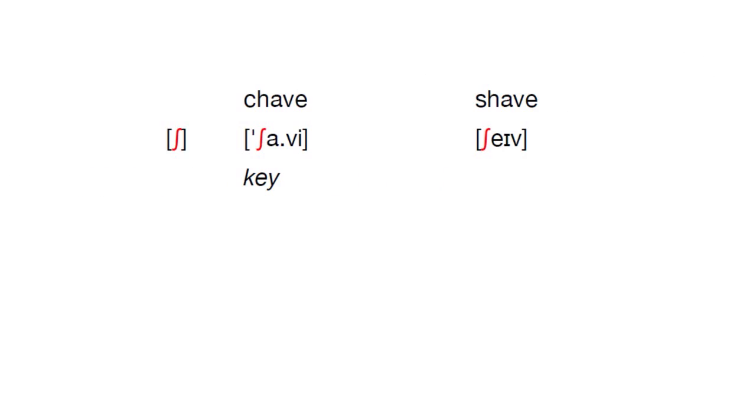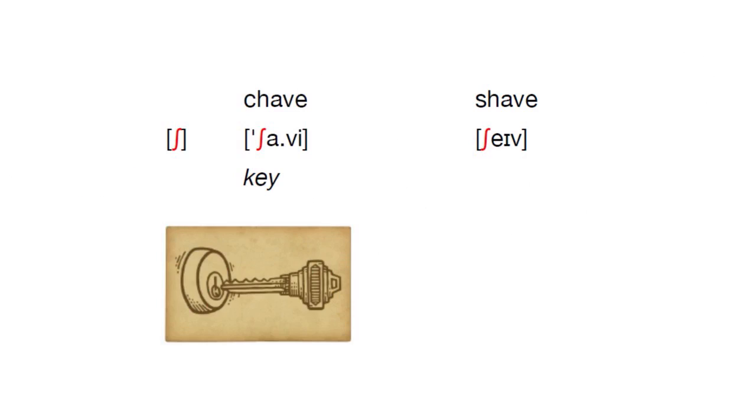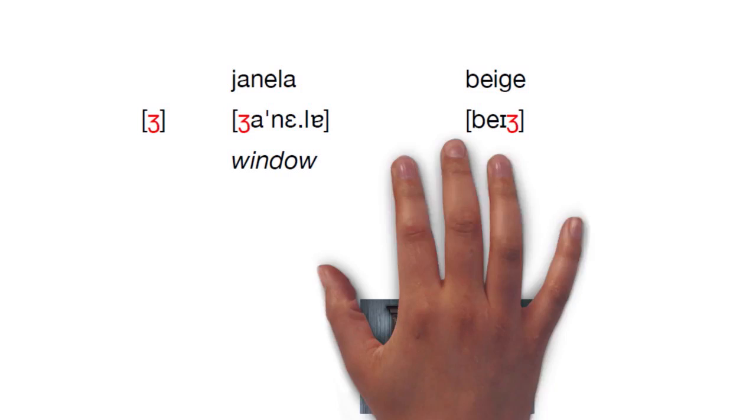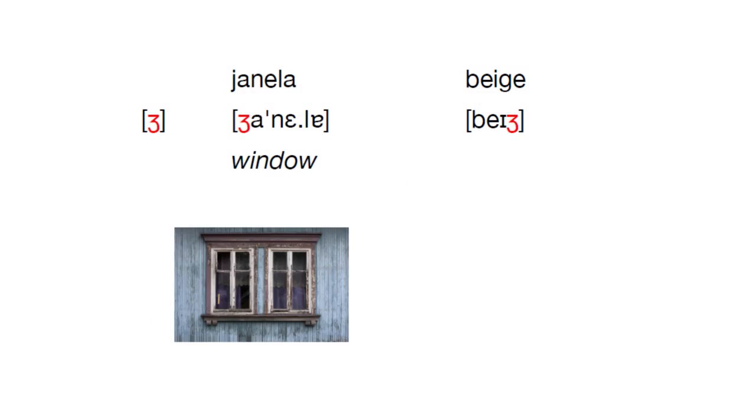We have 4 more familiar sounds, this time with a few unfamiliar IPA symbols. First, we have Sh as in chave, or English's shave. In IPA, the sh sound is indicated with a big, curvy S. Next up, we have this symbol, which is J as in janela, or English's beige.